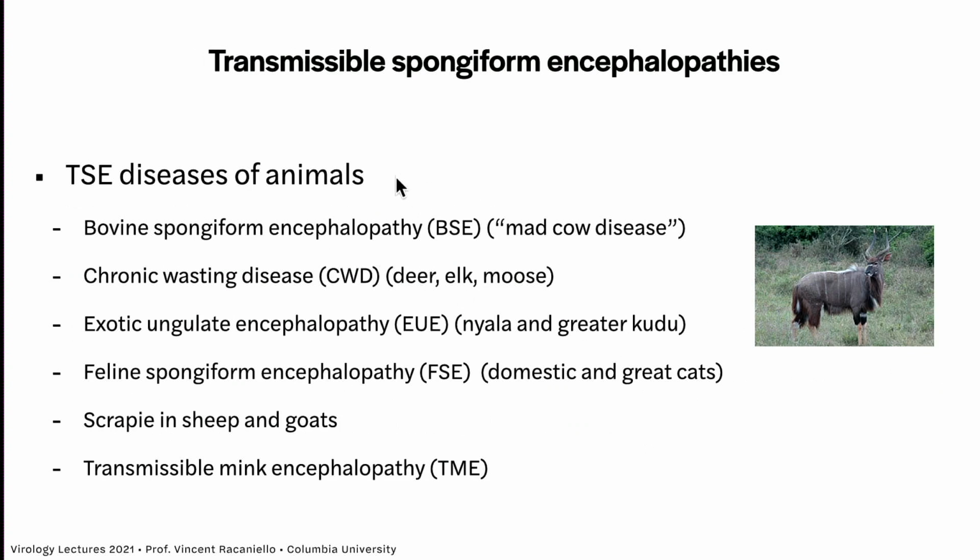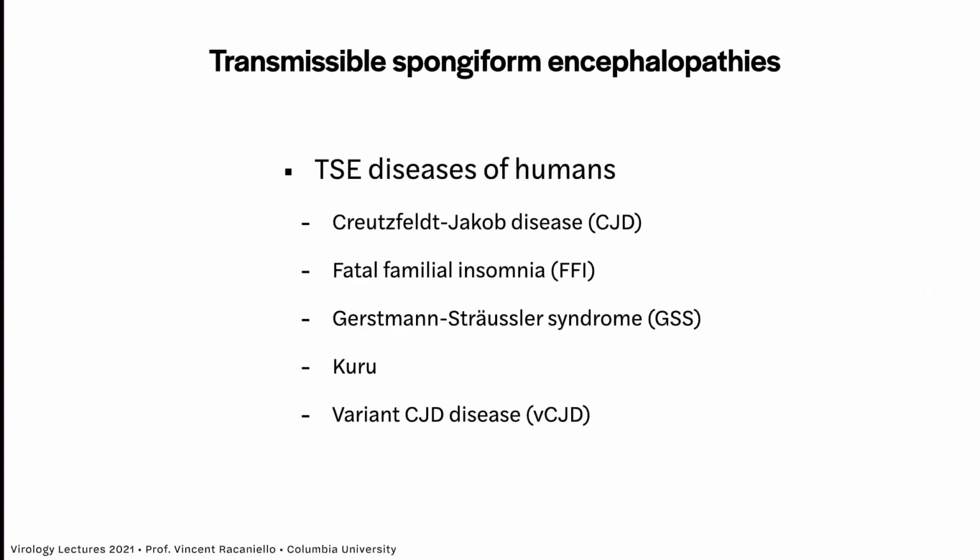There are many TSEs of non-humans, and these are the names of them. There's BSE, or mad cow disease, as it was called, bovine spongiform encephalopathy. We have chronic wasting disease, deer, elk, and moose. We have exotic ungulate encephalopathy. This is an ungulate here, Nyala and greater kudu. We have cats, feline spongiform encephalopathy. Your kitty at home can get it, and cats in the zoo, lions and tigers can get it. Scrapie in sheep and goats. There's even one of mink, transmissible mink encephalopathy. Cost of being a mammal, I suppose.